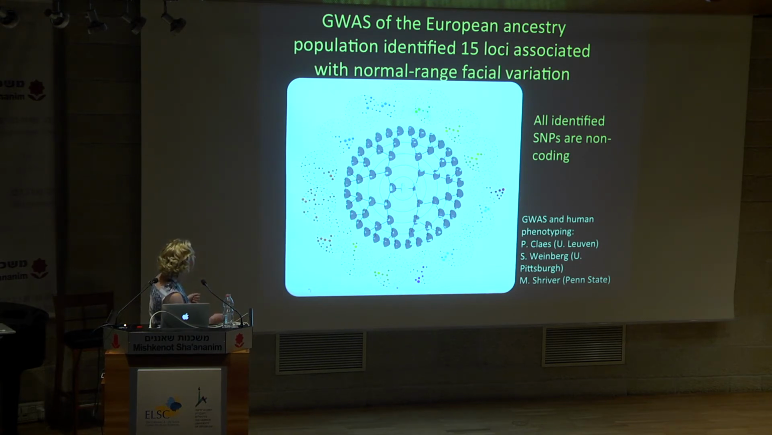This is where different modules are associated with the most variation, and here are the 15 SNPs. You can see that different SNPs are associated with different aspects of facial variation in humans. And not surprisingly, at least to me, all identified SNPs are within non-coding parts of the region.